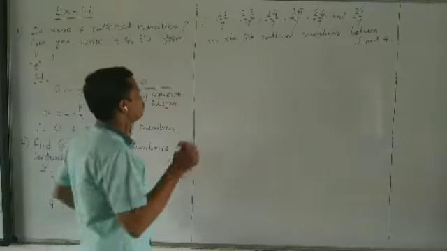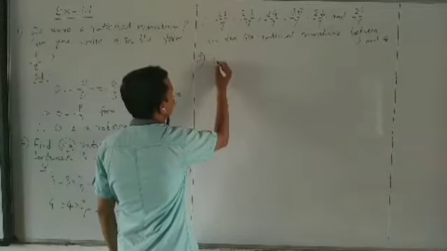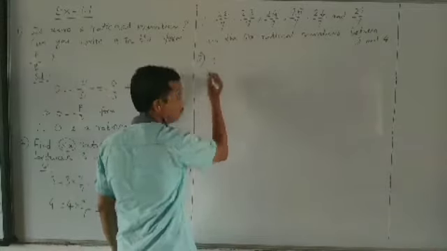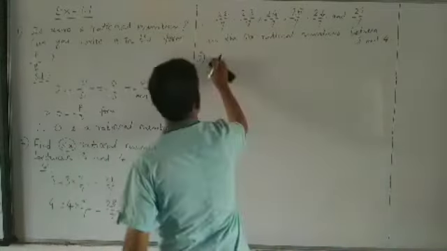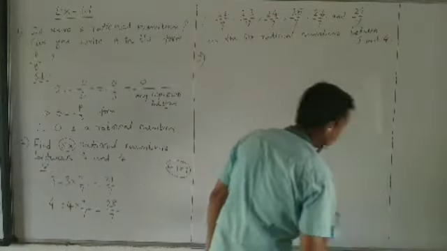And now coming to question 3. The solution part, I am writing. The first one we are asked for is 5 rational numbers.